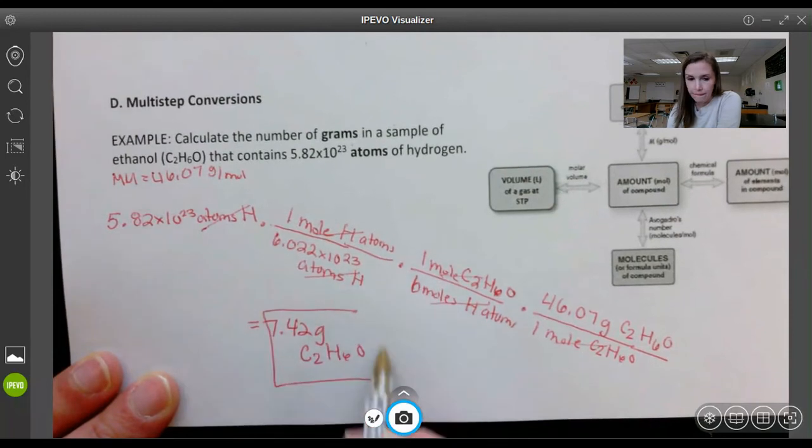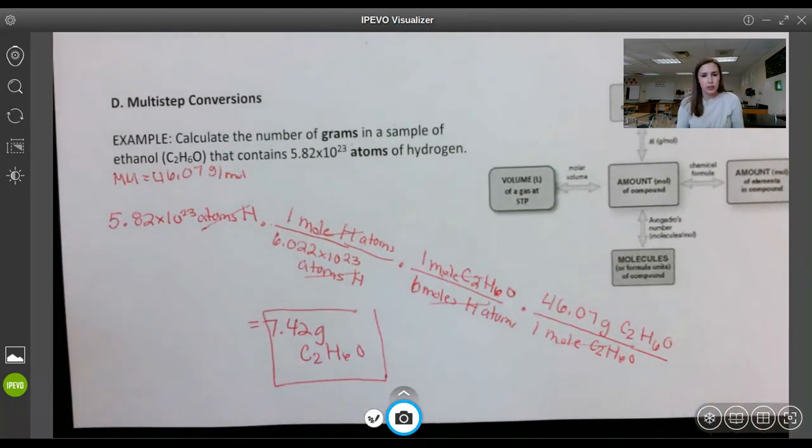C2H6O. Okay, so you can see how I'm utilizing dimensional analysis, molar mass, the relationship of hydrogen in this ethanol compound in order to move pretty easily between the units. And it's just going to take some practice. We're going to be using this a lot this unit.